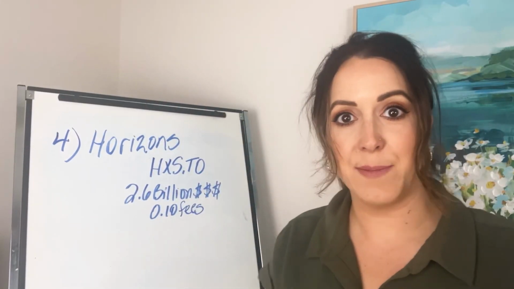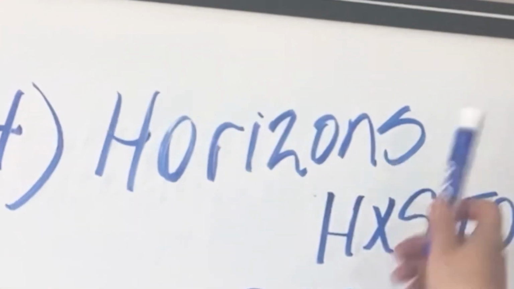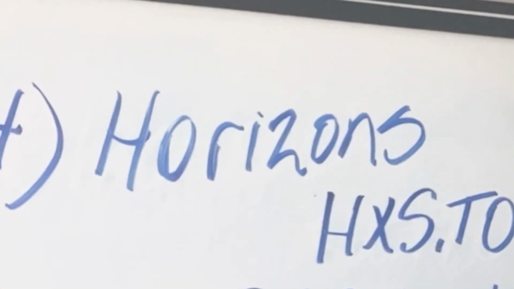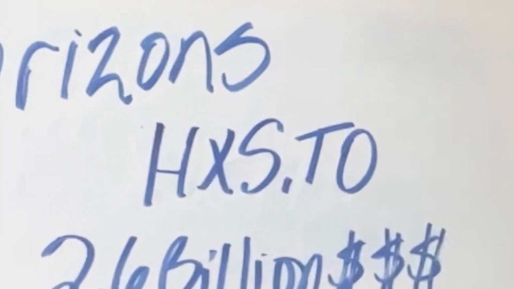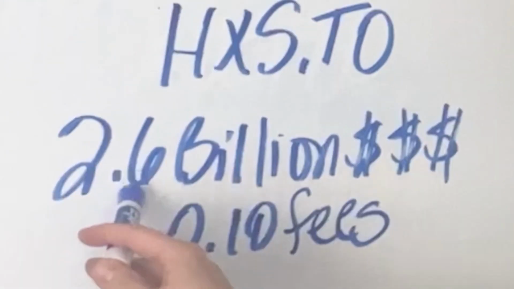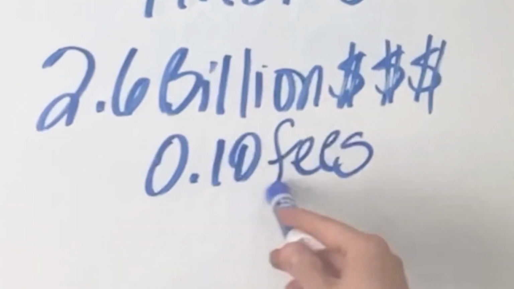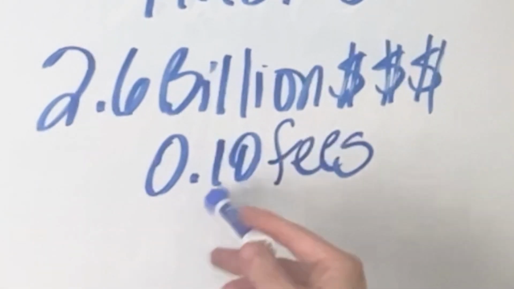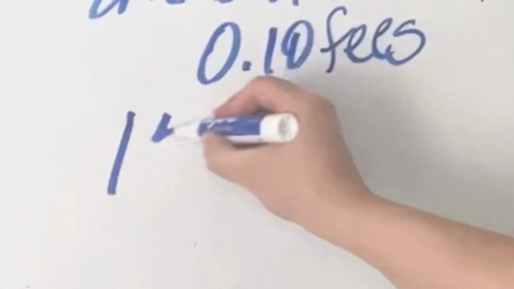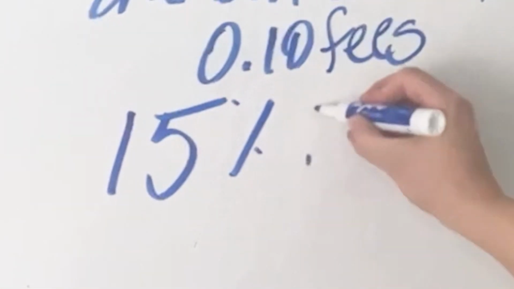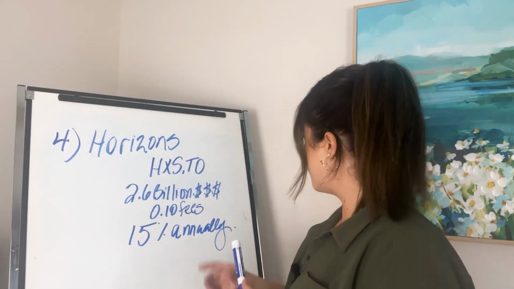Now, the last but not least fund is Horizon's version of the S&P 500, and their ticker symbol is HXS.TO. So they have assets under management of $2.6 billion. Their fees are the same as the previous one I showed you at 0.1%, and their returns are the same as the other one as well, number 3, so 15% annually. So those are the top 4 in my books.